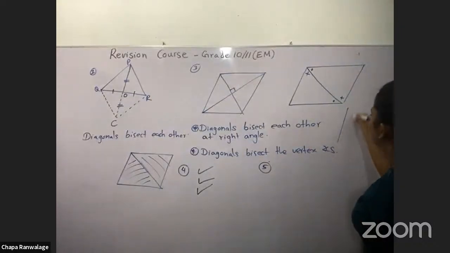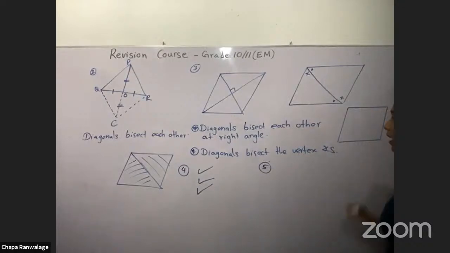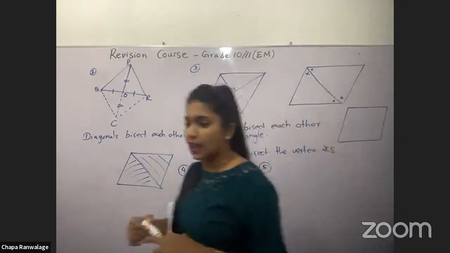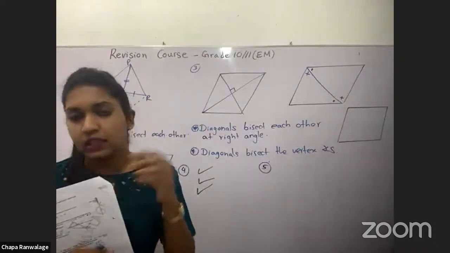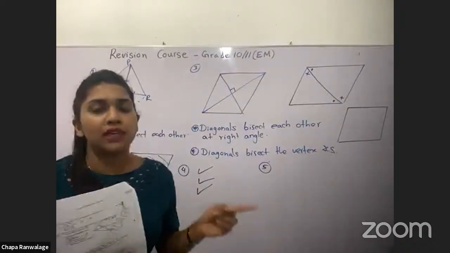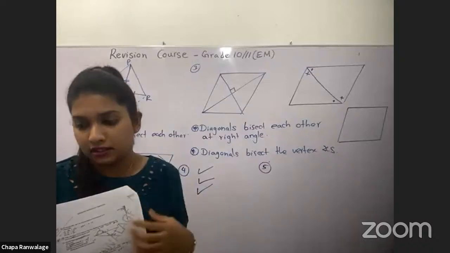But there are two quadrilaterals which satisfy this property. The vertex angles are bisected by the diagonals. What are they? What are the quadrilaterals?